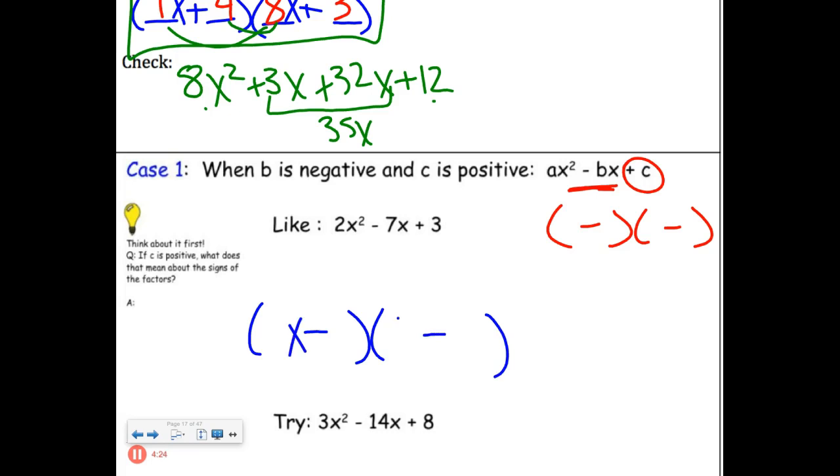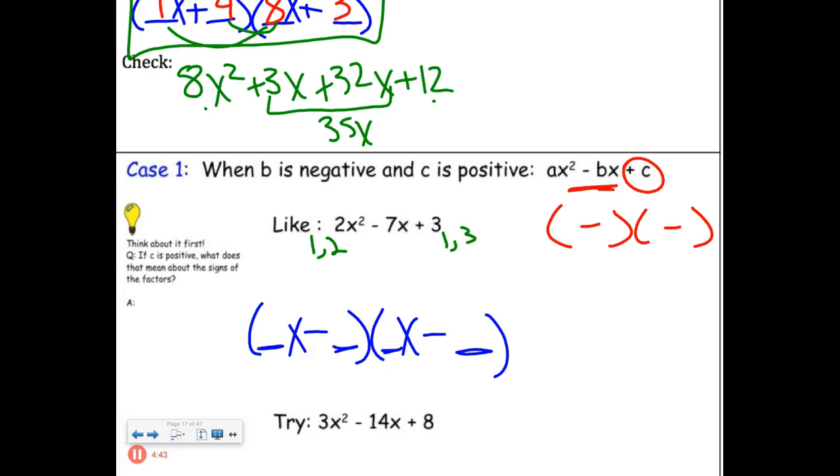Again, I'm going to have an x and an x, and we're just filling in these blanks here. But instead of plus plus, we're going to have minus minus. So now I'm looking at my list here. I notice I have 2, so the only way to get to 2 is 1 and 2. The only way to get to 3 is 1 and 3.